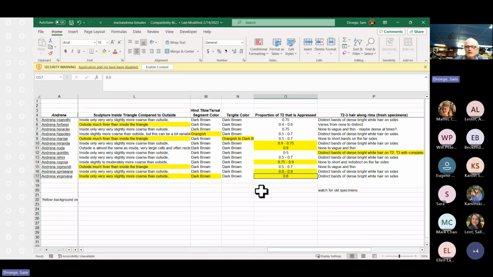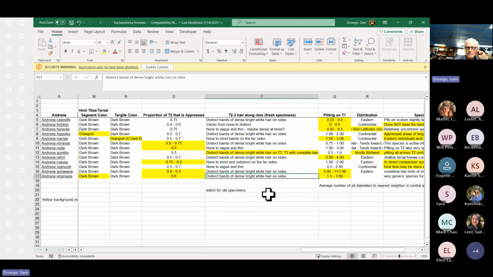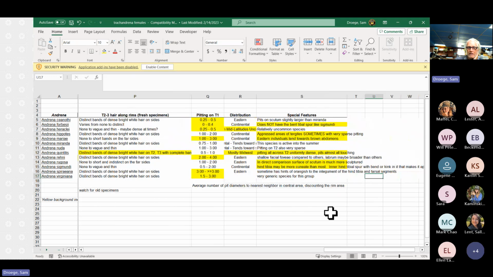The proportion, here we have this thing, right? This is 0.6, this is 0.75. So a little bit more, but not a whole lot. It'd be difficult to see. These don't differentiate. This differentiates. So this would be probably your key character. 1.5 to 3, and this is the pitting on T1. We saw how close it was. This is well spaced out. So that would probably be very, very definitive.